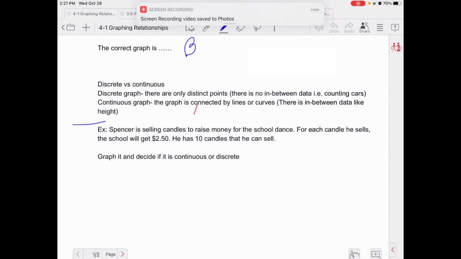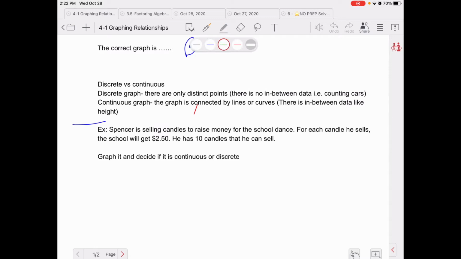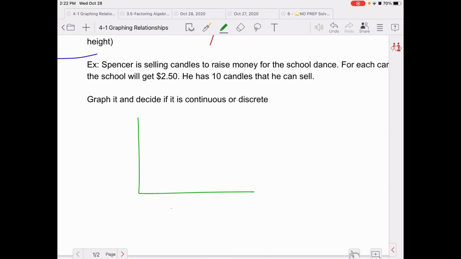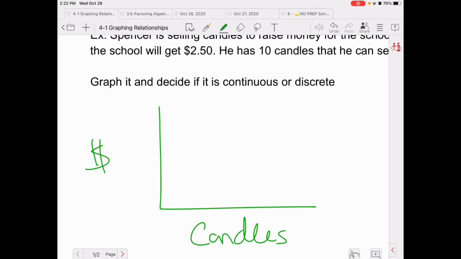We have Spencer is selling candles to raise money for the school dance. For each candle he sells, the school will get $2.50. He has 10 candles that he can sell. So we're going to graph this, and we're just going to do kind of a general graph, okay? I know that he is going to sell so many candles, okay? That's the variable he can control, which is why it's on the x-axis. And then the amount of money he has is going to go here.